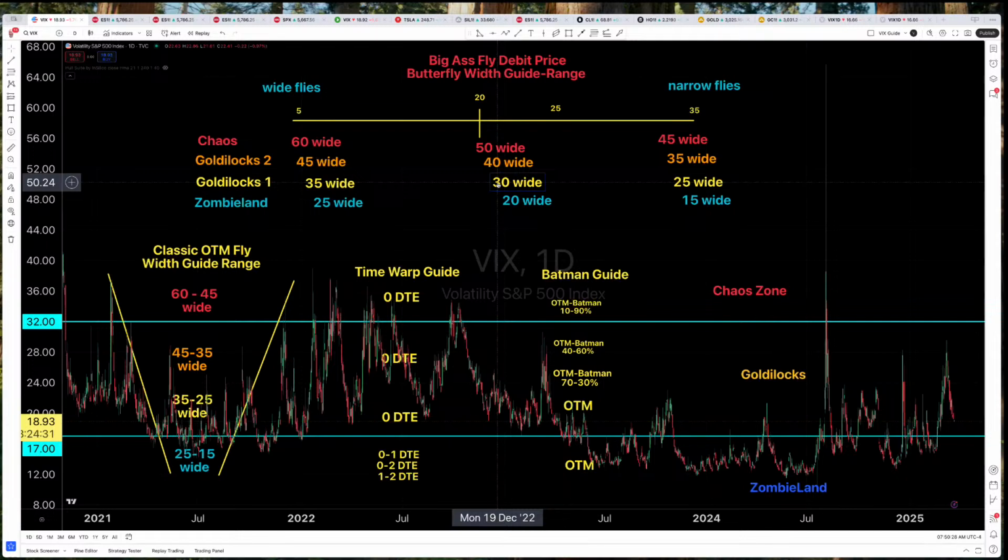So that's pretty aggressive. That means that our out-of-the-money butterflies, using our 10% debit rule, meaning that we should never pay more than 10% of the width of that fly. So if it's an SPX, that means we shouldn't pay more than $3. That comes out to about $300 or so.